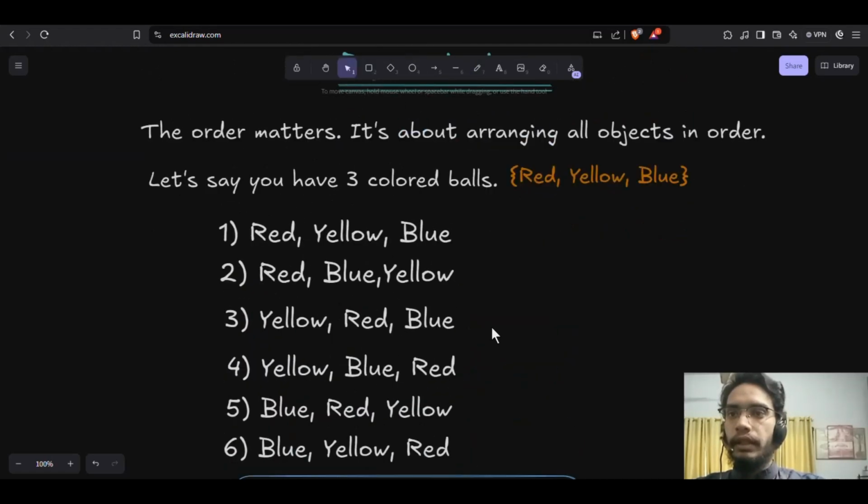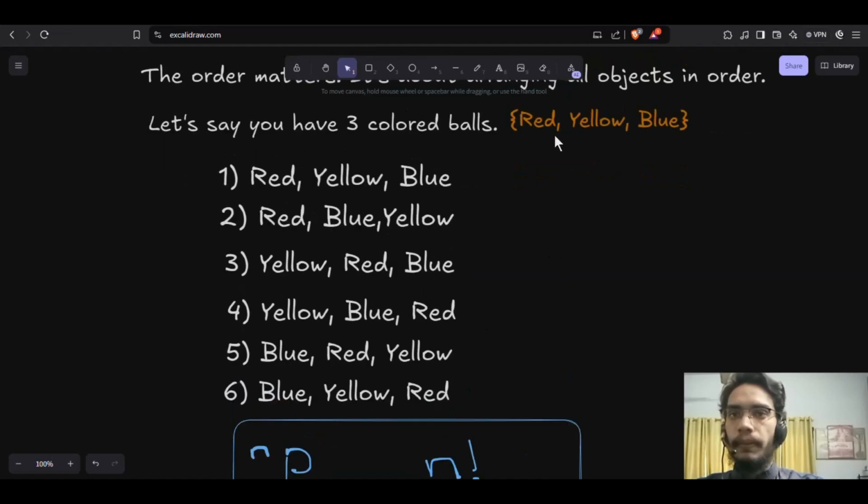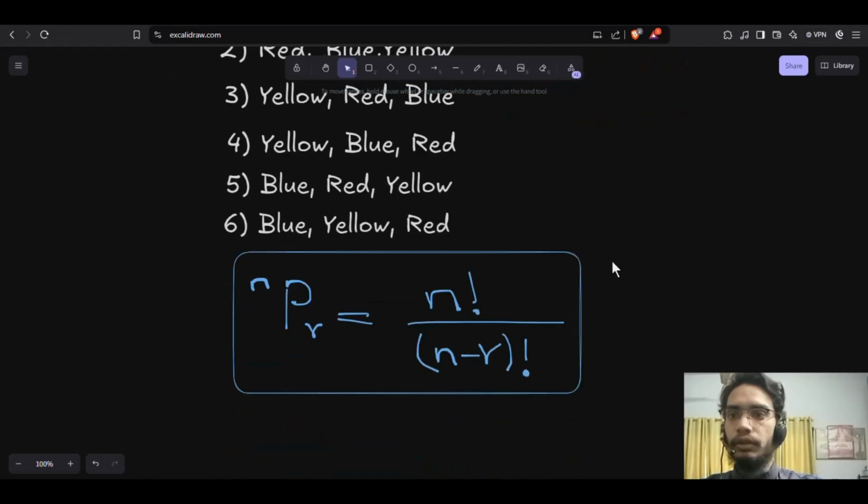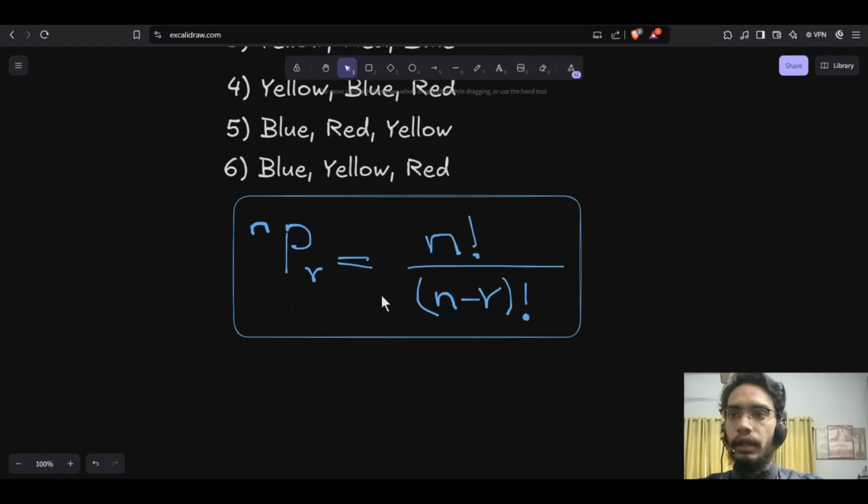So what is n here? n is the total number of balls here. And r is the number of objects that you have to arrange out of these.